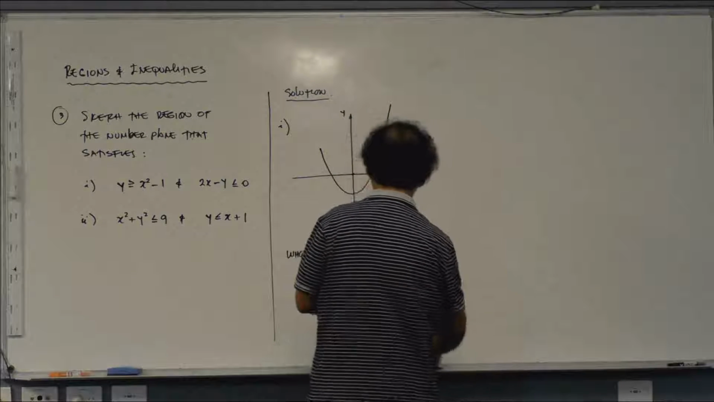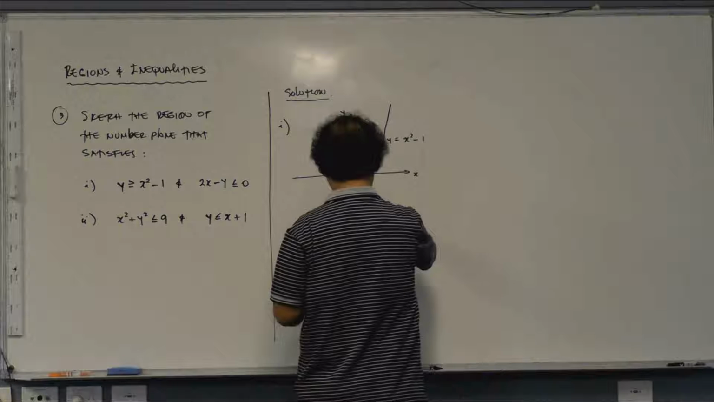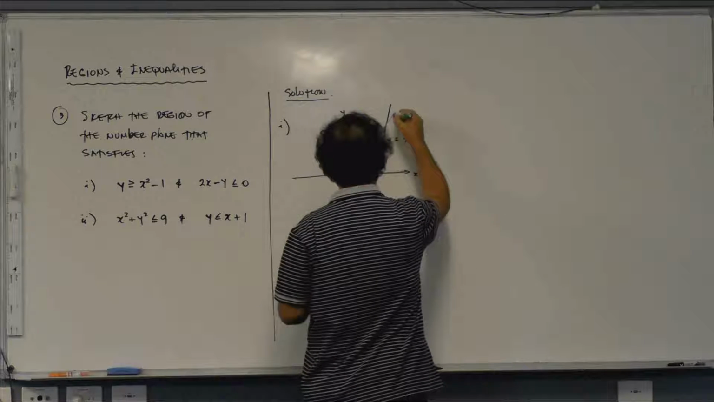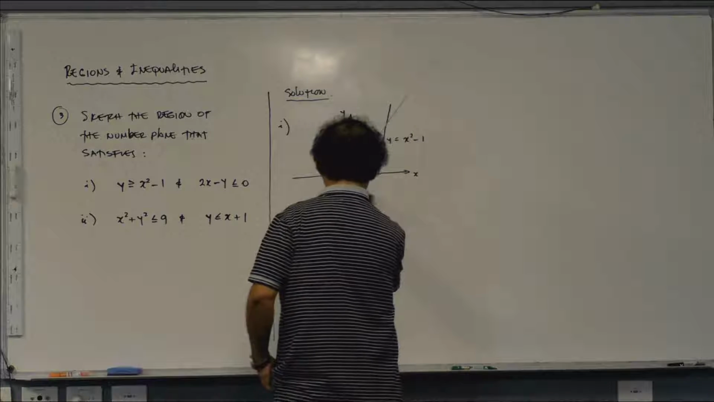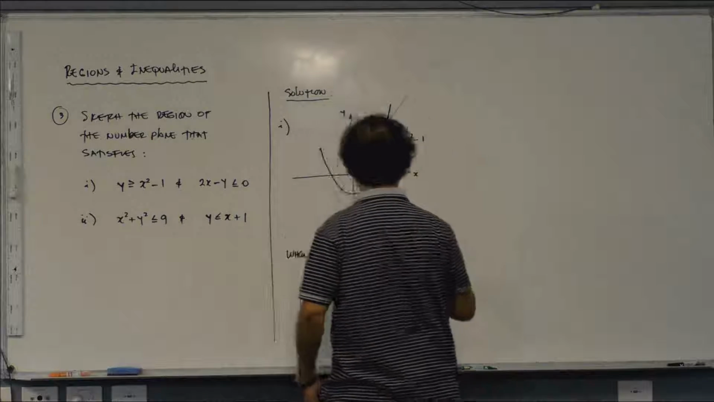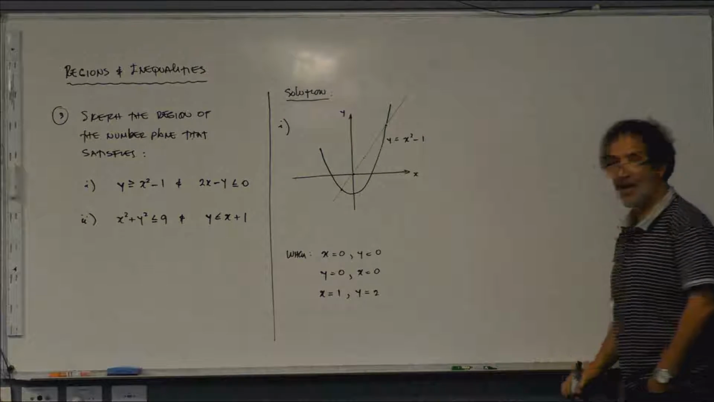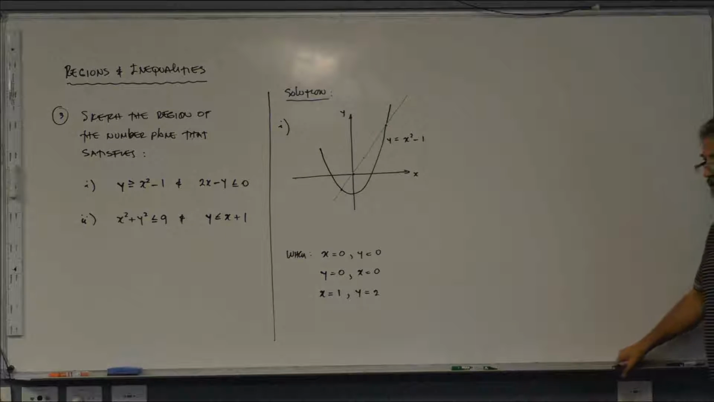Okay, and then I'm gonna draw this. Right. So you have that picture. Okay. So we have these 2. Okay, and we need to sketch the region that will satisfy these 2 things simultaneously.